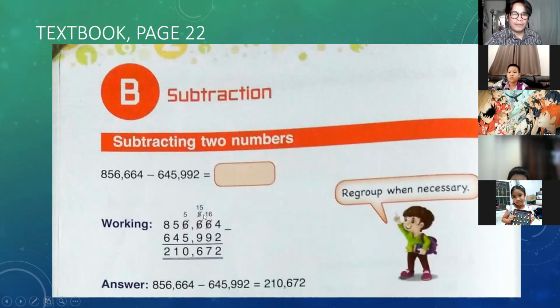So 5 becomes 15. We borrow from 6. 6 becomes 5. 15 minus 9 equals 6. 5 minus 5 equals 0. 5 minus 4 equals 1. 8 minus 6 equals 2. Answer, 210,672.